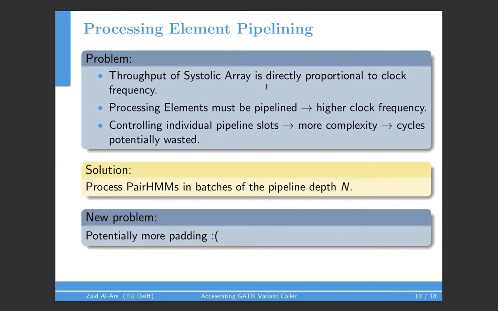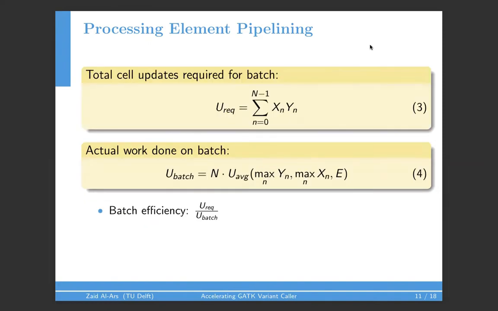However, introducing pipelining in the processing elements increases the complexity, which also probably wastes a little bit of overhead in this pipelining structure. We can solve this problem by introducing batches of pair HMM calculations so that we can calculate multiple matrices together in order to reduce the overhead a little bit. In order to increase the efficiency of the utilization of the systolic array in each batch, we define the concept of batch efficiency.